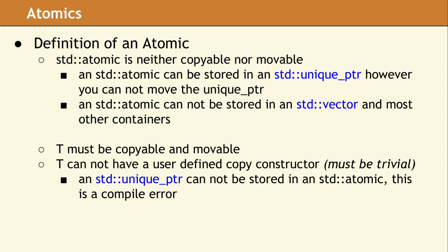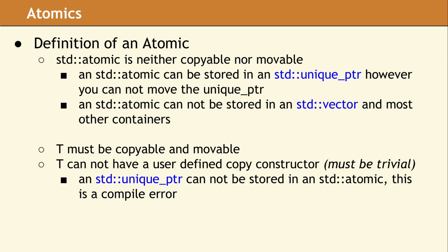Although an std atomic contains a single value of type T, there are restrictions placed on its usage. Atomic types are not copyable or movable. This means that creating a vector of atomic types is not allowed, since vector requires that its elements be movable. You can have an std unique pointer that points to an atomic type. However, you will not be able to move this unique pointer.